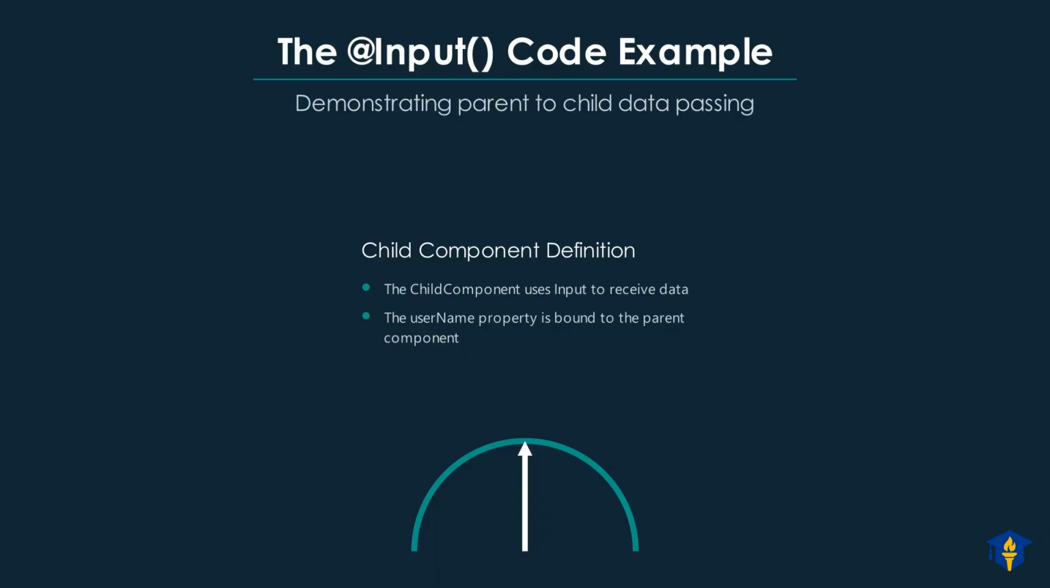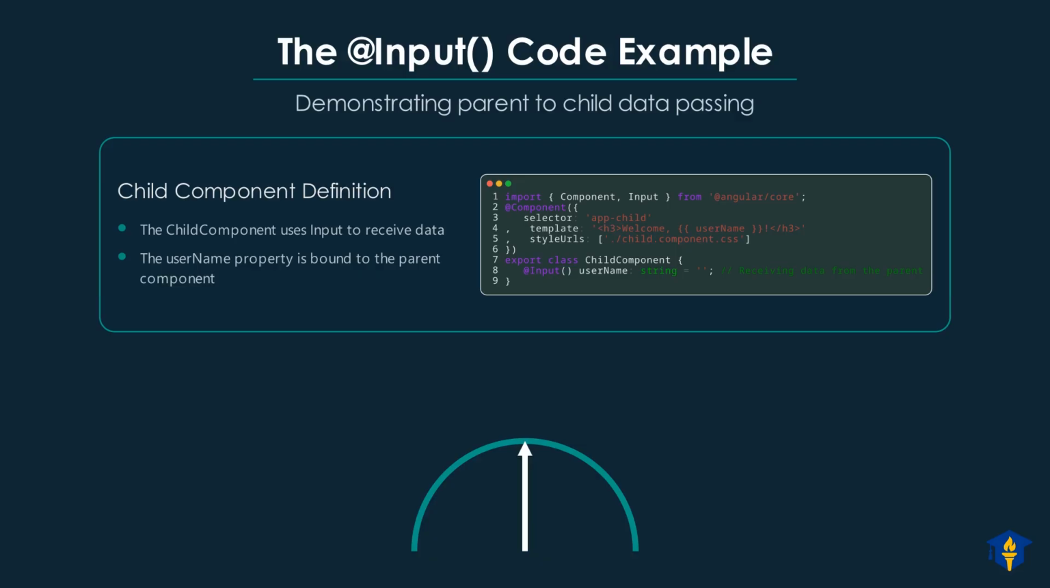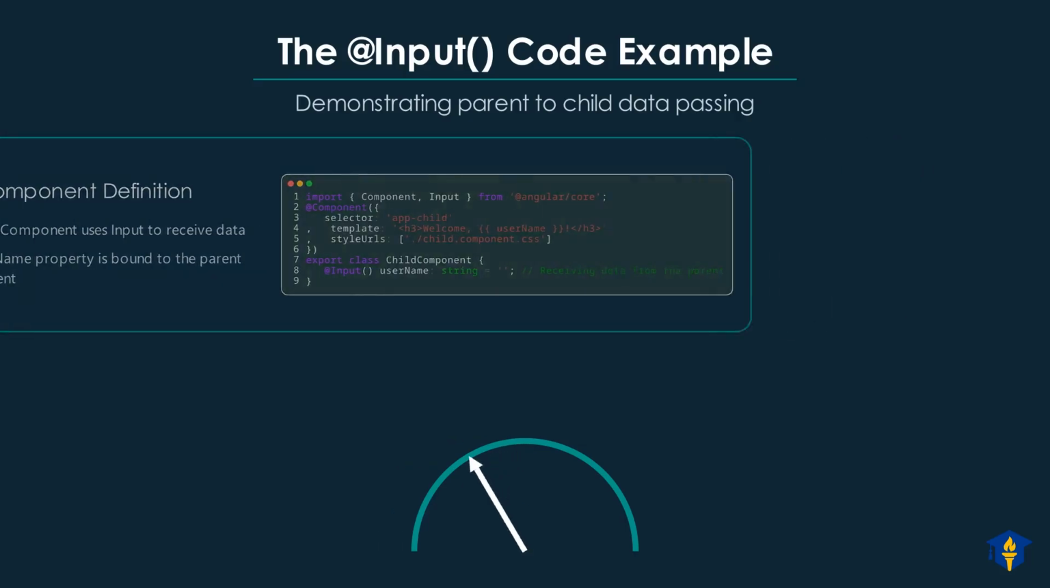The child component uses the Input decorator to receive data, binding the username property to the parent. This code sets up the child component to accept a username property, which it then displays in its template.